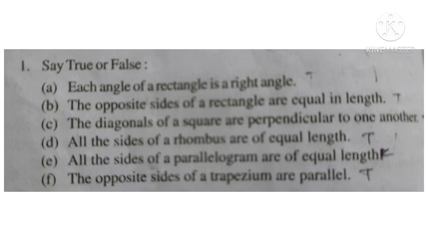All the sides of a rhombus are of equal length. Now we draw and solve. Isn't it? Yes. It is true. All sides of a parallelogram are equal in length. It is false. Isn't it? The opposite sides of a trapezium are parallel. That is also true. So parallel means opposite sides are parallel. Okay, this is parallel. Fine.